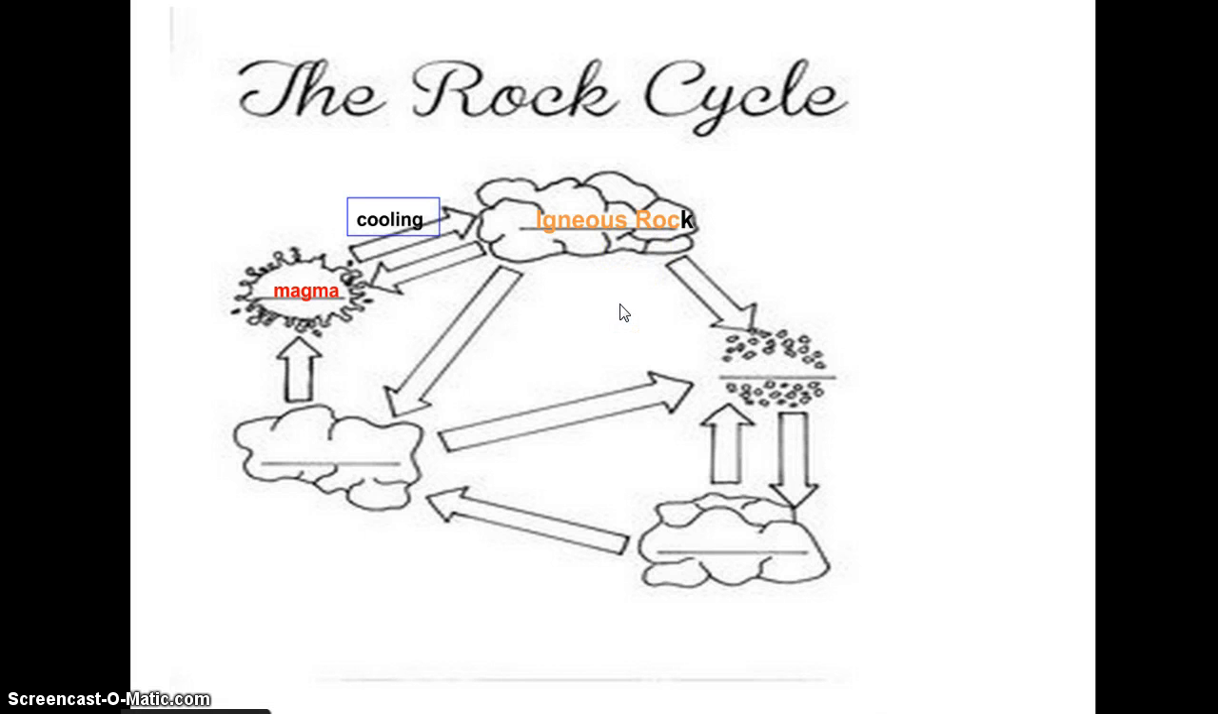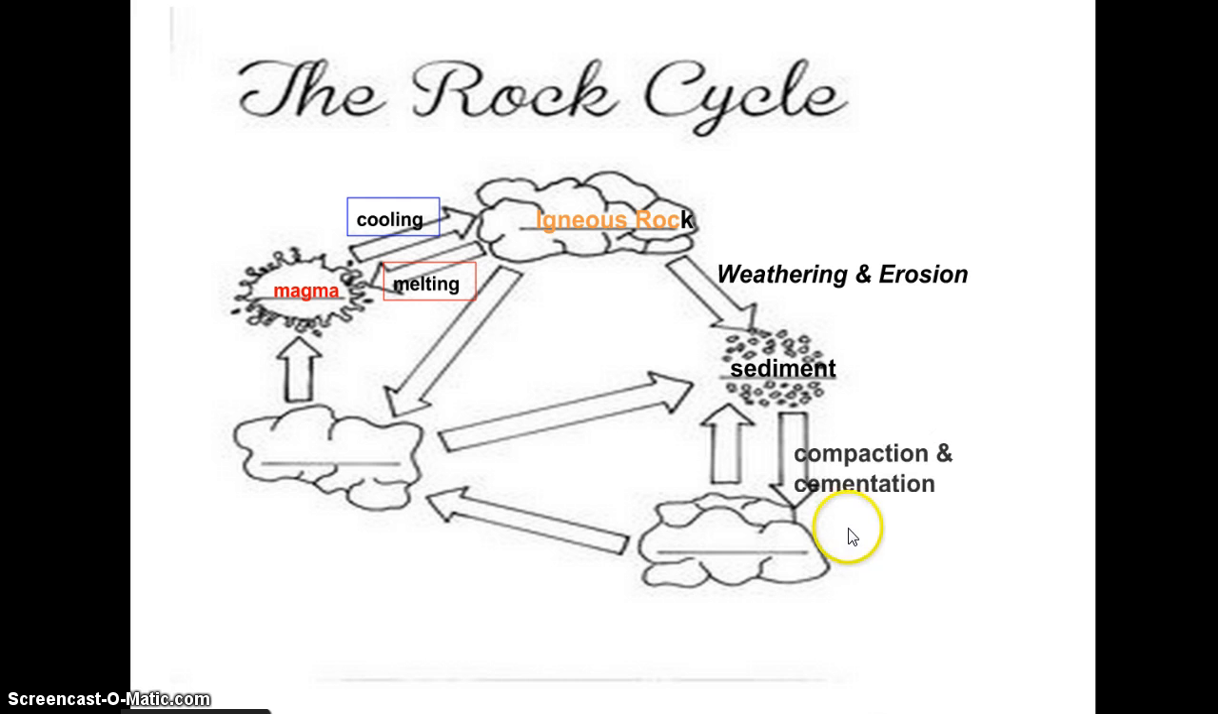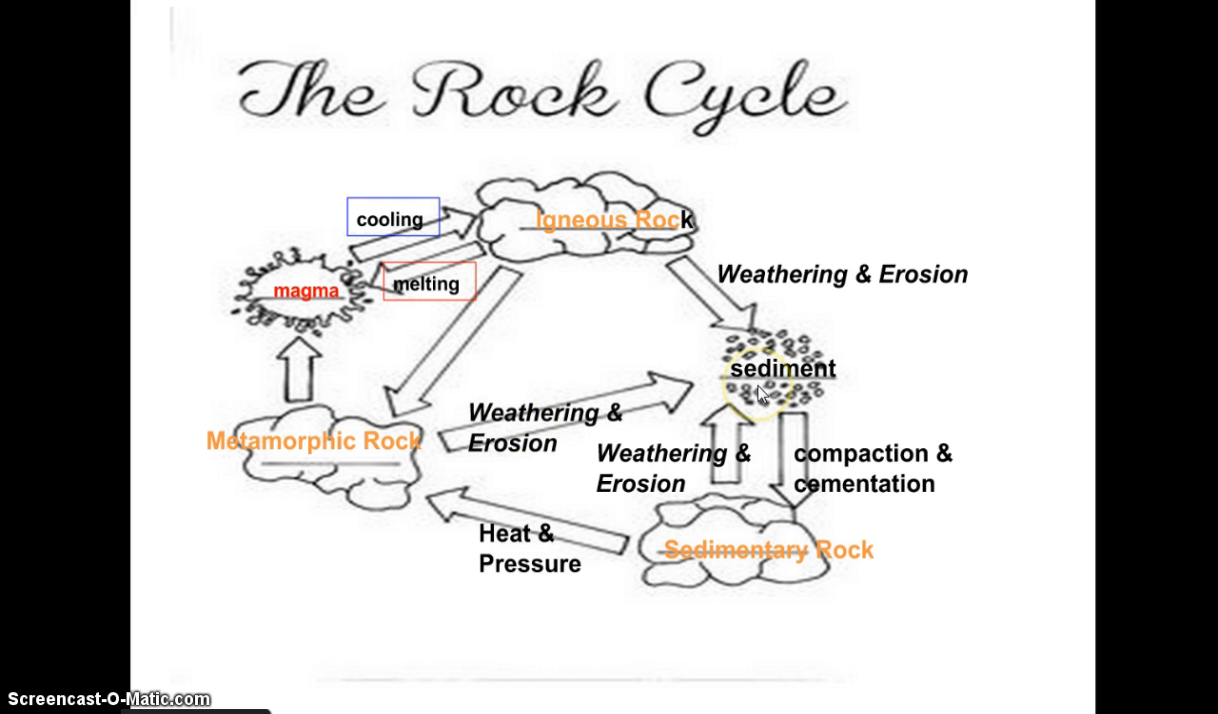That igneous rock can then either melt back into magma, or it could get weathered and eroded, and that then becomes sediment. Sediment is not a rock yet, but it is something that can go through compaction and cementation to become sedimentary rock. That sedimentary rock can then get weathered and eroded back into sediment, or it could get heated and pressurized and turn into metamorphic rock.